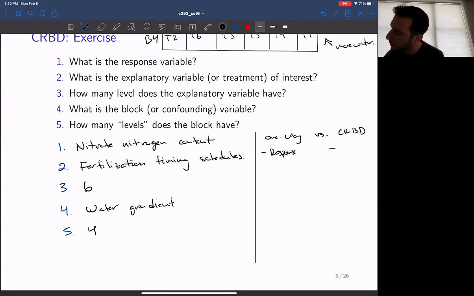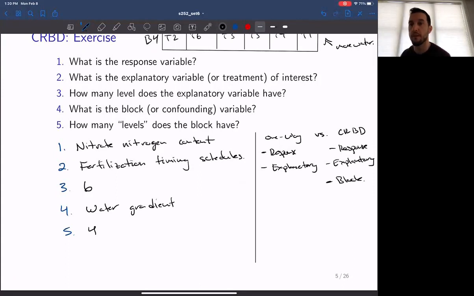Okay, so both have one response. Both have one explanatory variable. And the CRBD has one block variable. So that's the only difference. We're just accounting for the block. Okay. Any questions so far?